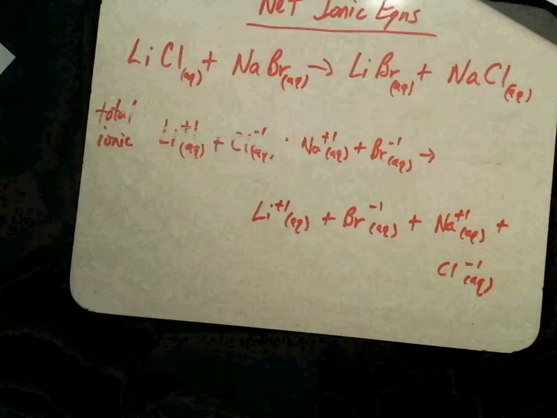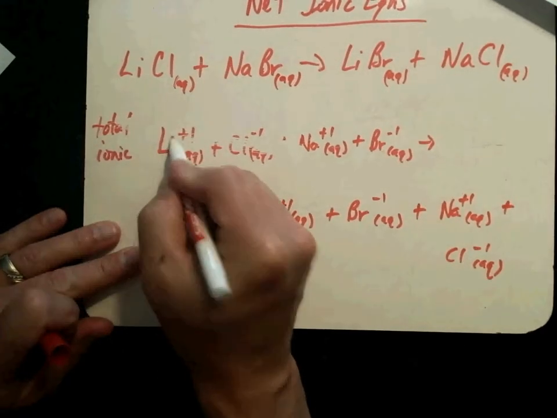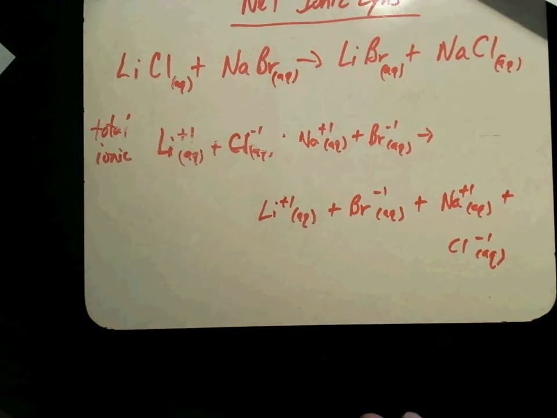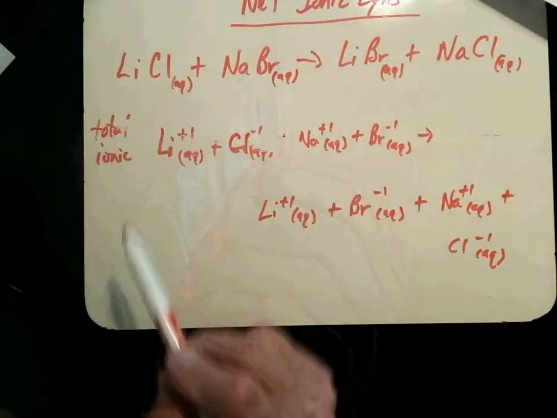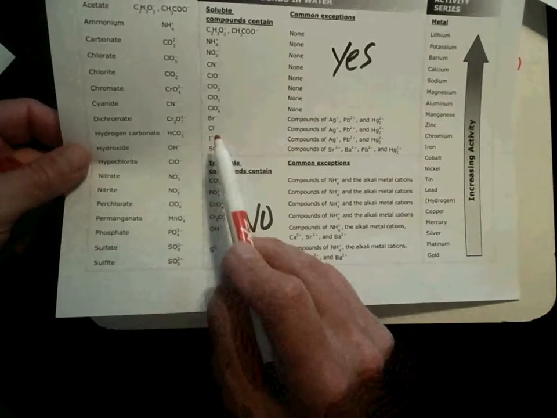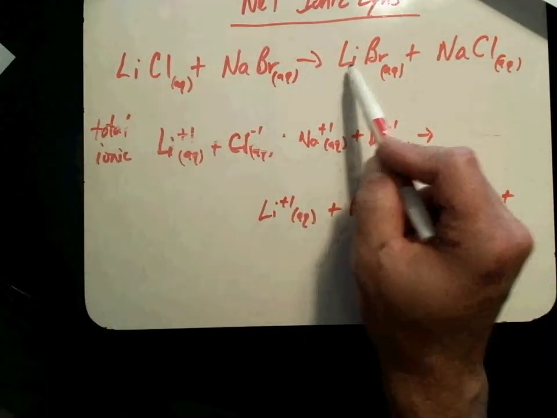Okay? So let's come back to the very first one that we ever wrote down, and it was this one. Let me get my red marker. So here was my total ionic. Let's see what you get. All right? Let's follow the rules. I had lithium chloride. All chlorides are yeses. They dissolve in water. Is lithium one of the exceptions? No. So it does this. That's great. Sodium bromide. All bromides dissolve in water except for the heavy metals. That's not one of the heavy metals, so that's right.